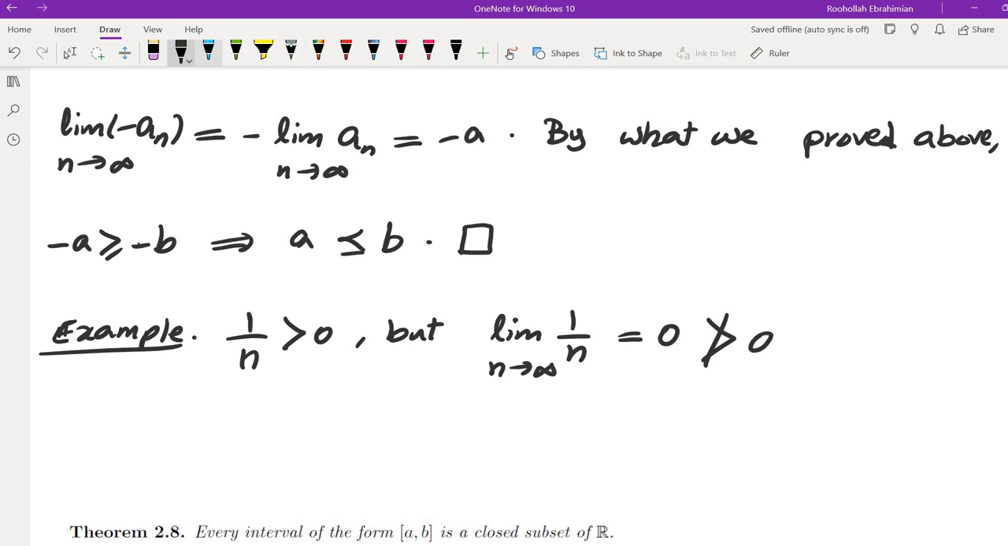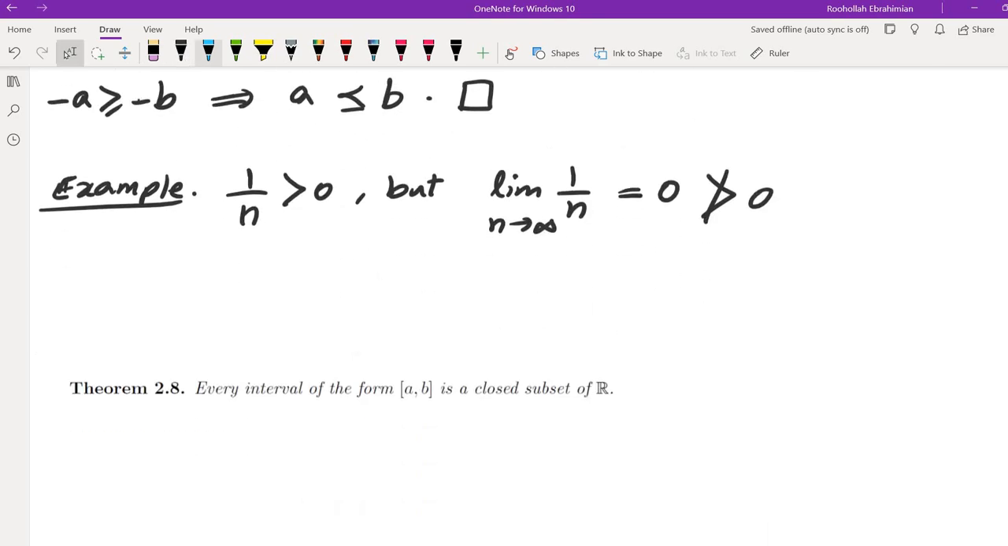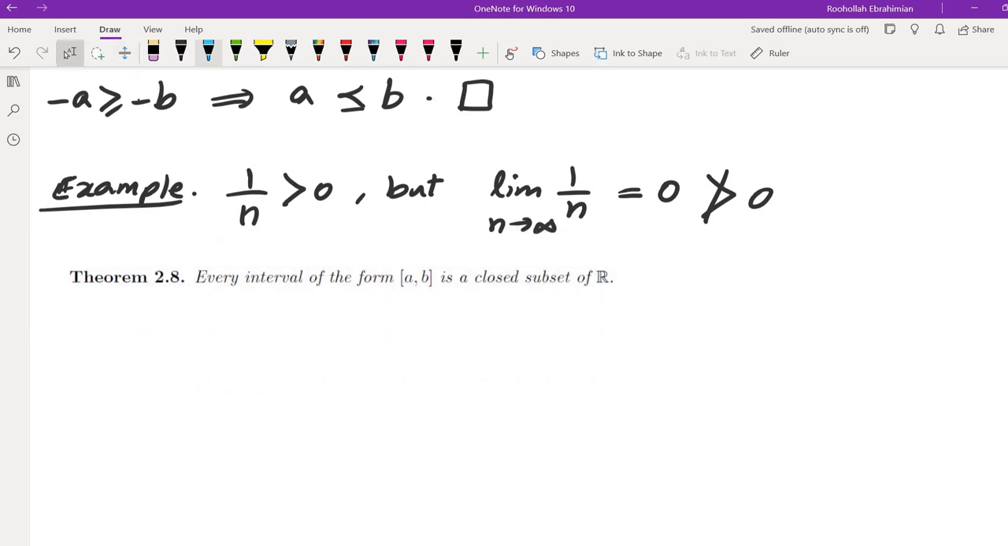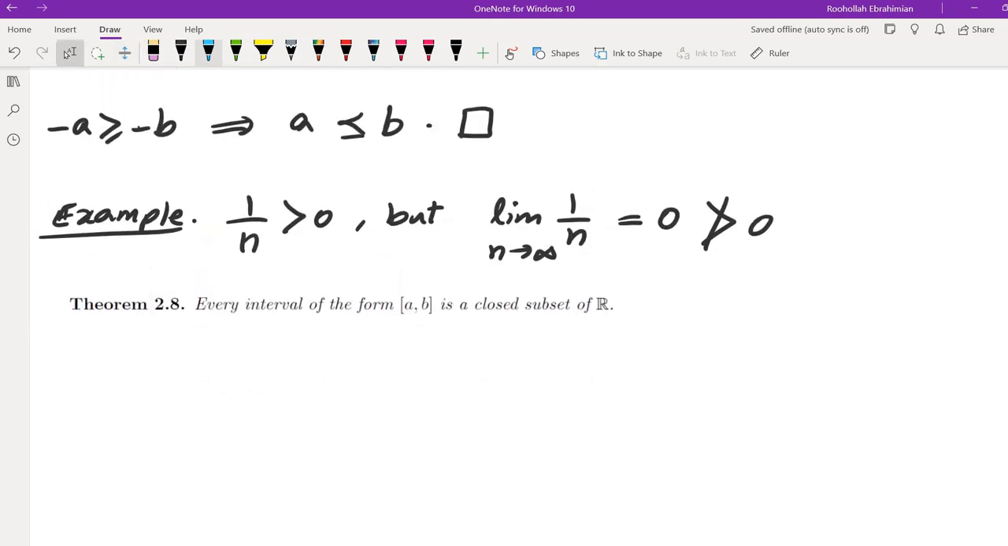So that's one thing. The other thing you want to keep in mind is that you cannot simply take the limit unless you know the limit exists. So you always have to make sure that the limit exists, and then you can say, if a_n is greater than or equal to b, then the limit of a_n is greater than or equal to b.